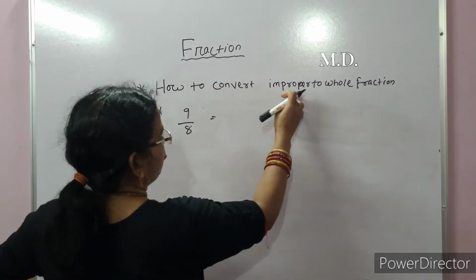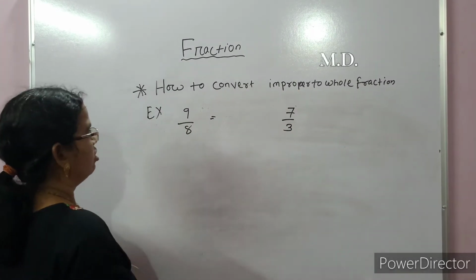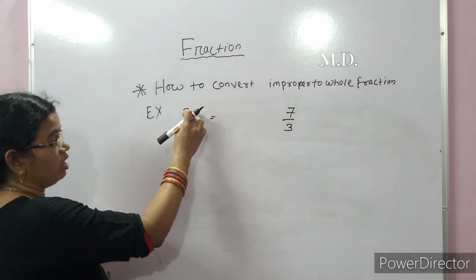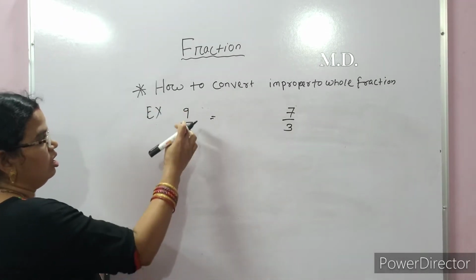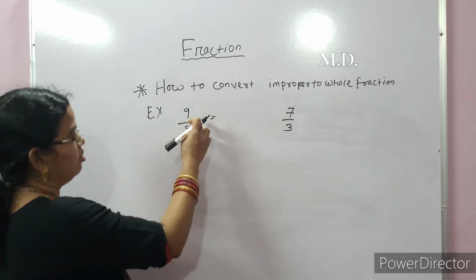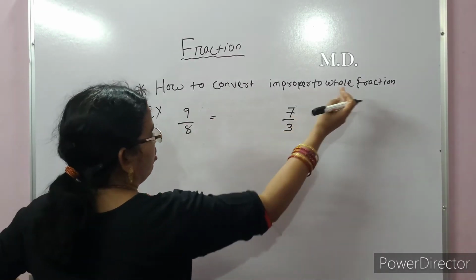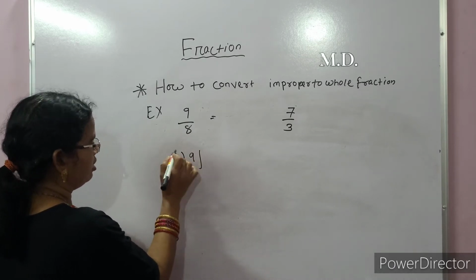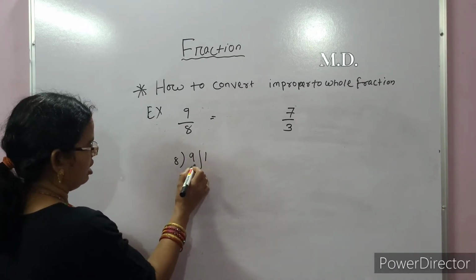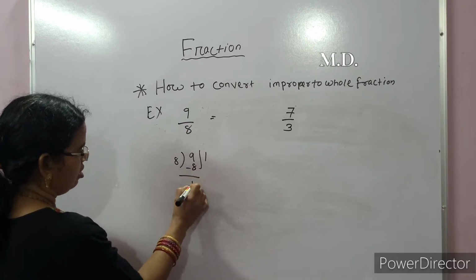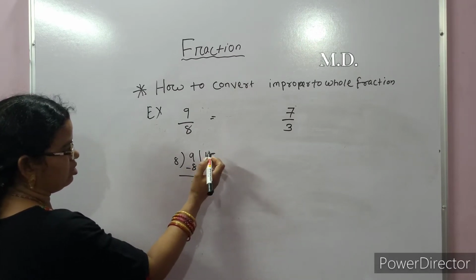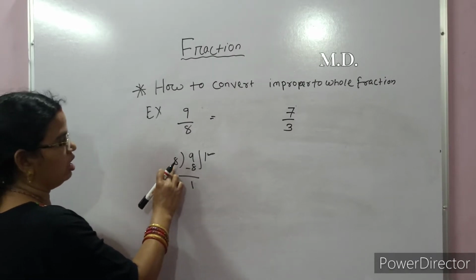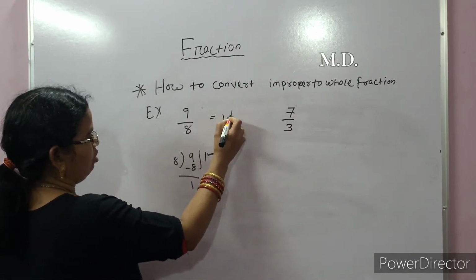How to convert an improper fraction to a whole fraction? Improper fraction means the numerator is greater than the denominator. 9 bar 8, convert to a whole fraction. 9 is divided by 8. 8 ones are 8. 1 is the whole. The remainder 1 is the numerator and 8 is the denominator. 1 whole, 1 bar 8.